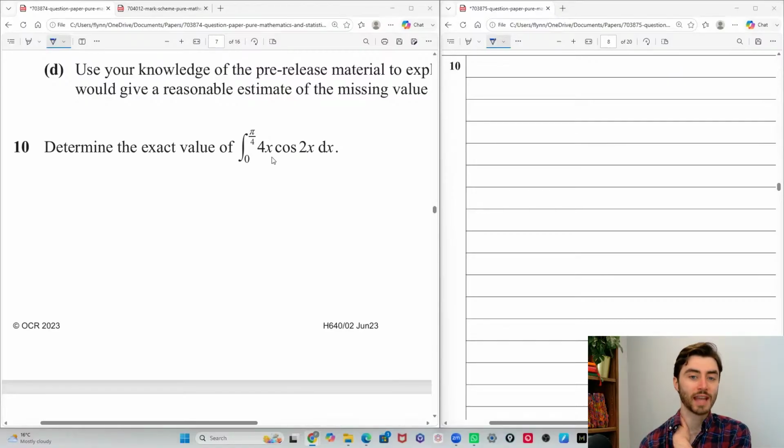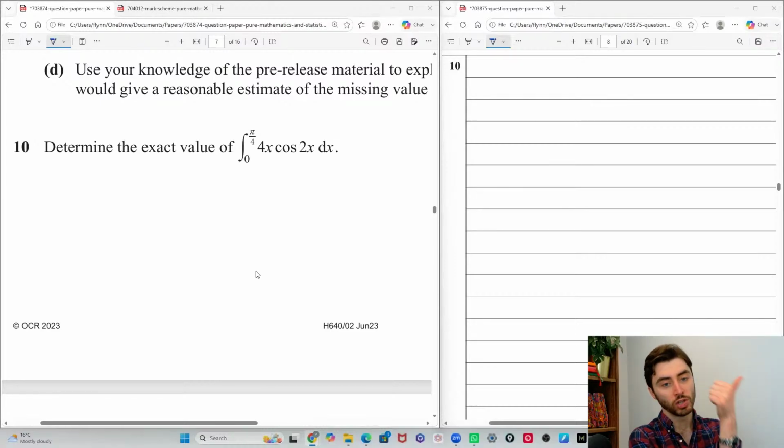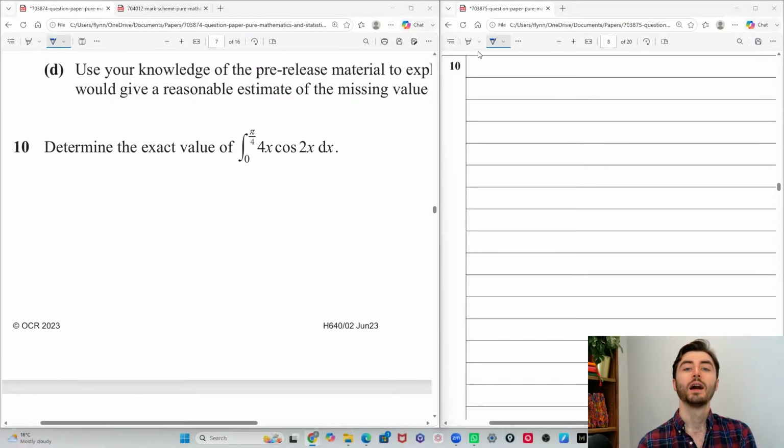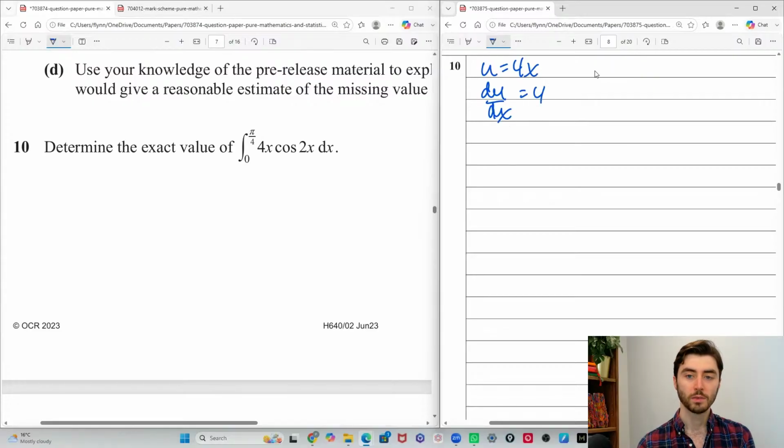And this is an x, which is going to be the u in the integration by parts, because your only candidates are ln x and x squared, unless your syllabus has iterative integration, but whatever. So what we're going to do here is say that u is 4x, which means that du/dx is equal to 4. And we're going to say that dv/dx is equal to cos 2x, which means that v is equal to a half sine 2x.